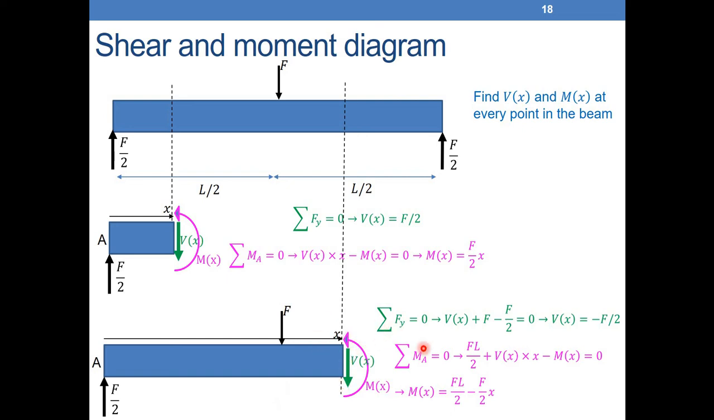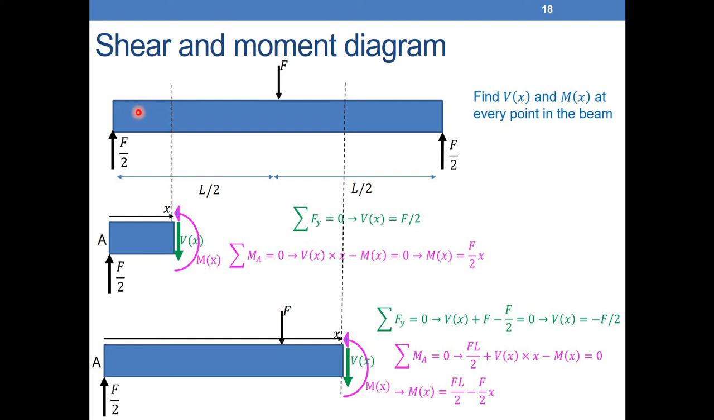So here V of x plus F minus F over 2 is equal to 0, and V of x will be equal to minus F over 2. If I also do the sum of moments around A equal to 0, F over 2 will not have any moment, F times L over 2 plus V of x times x minus M of x equal to 0. And then it will give me M of x equal to FL over 2 minus F over 2 times x. So this is a way to find the V of x and M of x.